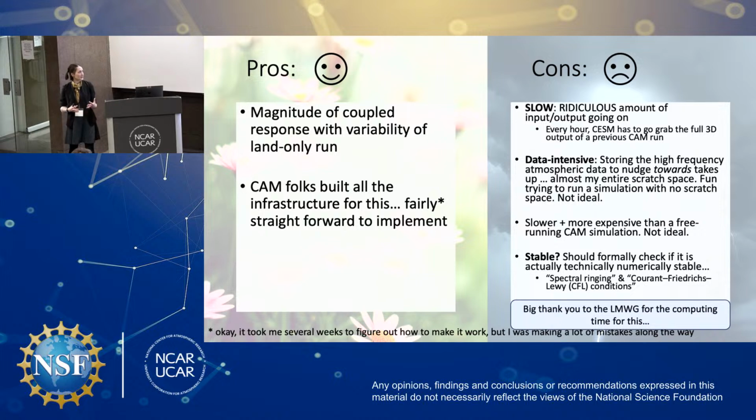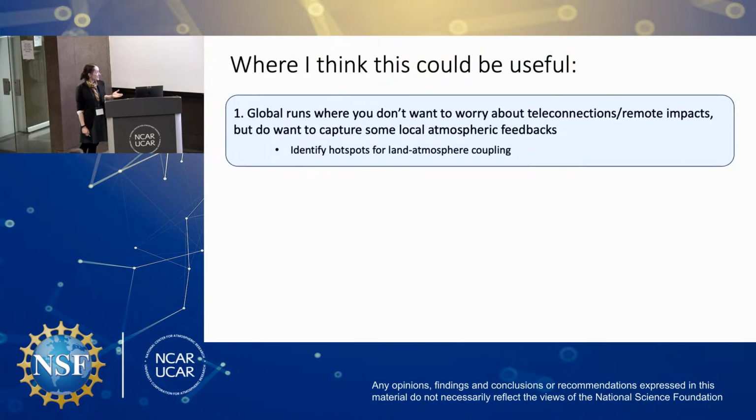Also, I should probably formally check if this is actually numerically stable. I was so happy by how good it looked that I didn't check if it was satisfying CFL conditions. So basically, you're not putting in a perturbation that's too big for the time step. And that could lead to things like spectral ringing that are bad, and you shouldn't do that. So I should check and make sure that's not happening. But if you ignore all of those things, it looked really good. Also, this was expensive, so thank you to the Land Model Working Group meeting for giving me some computer time to run this.